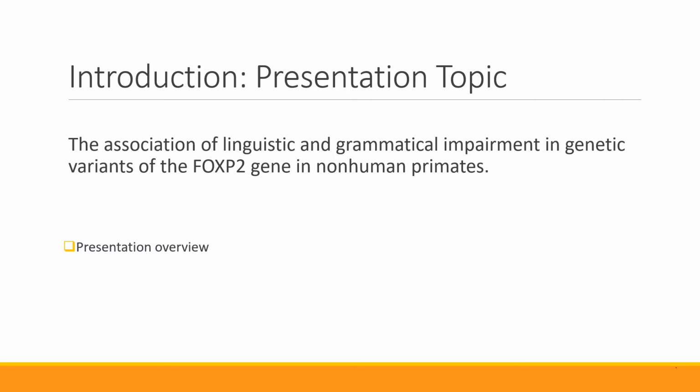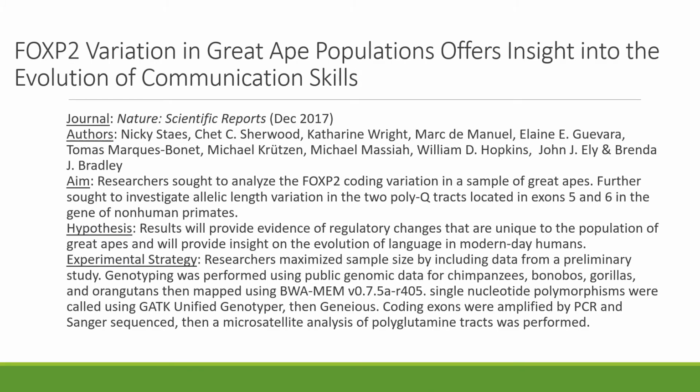In this presentation, we'll individually break down each research report and its experimental methods and results. The title of the first research article is "foxp2 variation in great ape populations offers insight into the evolution of communication skills." This was published in December of 2017 in the journal Scientific Reports, and the first author of the study was Nikki Staes.